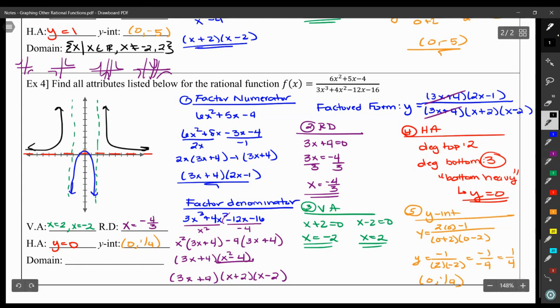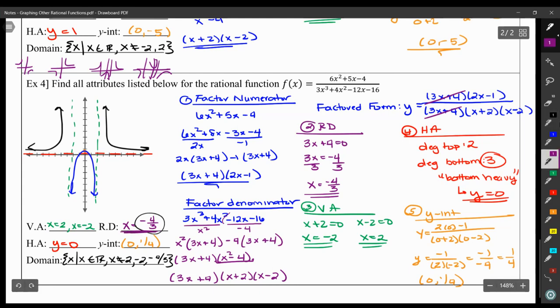Now let's write our domain. So we have the set of x's such that x is an element of the all real numbers, but x is not allowed to be. So let's think, where are all of my x's that I can't have? Well, I can't have 2, I can't have -2, and I also can't have -4/3, which I actually forgot to graph. So let's go ahead and do that. So my domain actually consists of excluding 3 values of x, 2, -2, and -4/3.